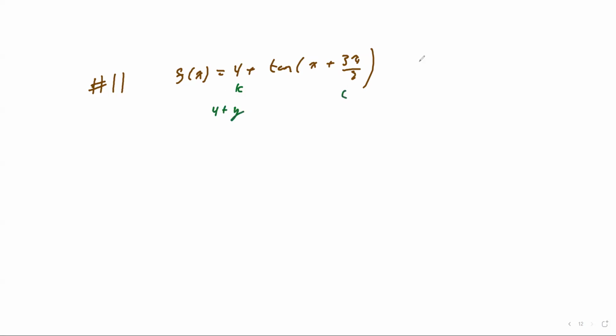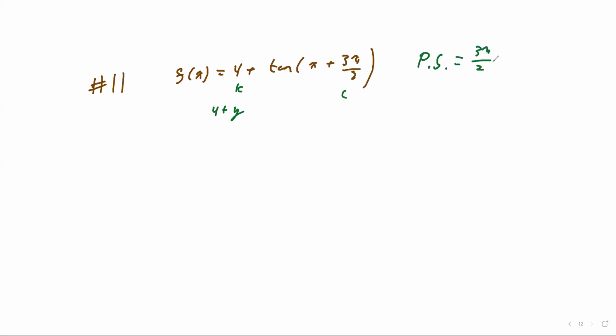Let's look at number 11. This would be f of x equals 4 plus tangent of x plus 3 pi halves. So again, this is my k. So let's label that with a different color so we can see it. So this is my k. So I would need to do 4 plus my y. I don't have a b. I have a c. So what's my phase shift?